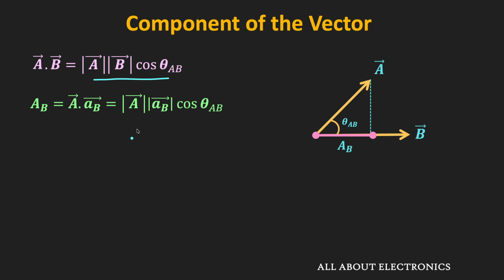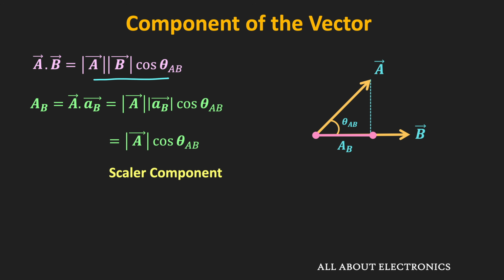And as small ab is a unit vector, its magnitude is equal to 1. So we can say that this AB is equal to A cos theta AB. And as you can see, as it is just a magnitude, this AB is a scalar quantity. That means this AB represents the scalar component of the vector A along the vector B.